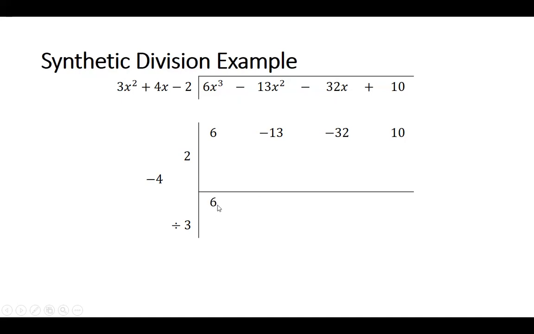Then we're going to divide it by 3, which gives us 2. And then we're going to multiply. Remember, these things shift over, so we're going over to the next place. 2 times negative 4 is negative 8, and 2 times 2 is 4. Okay, we've now completed this one, so we have negative 13 plus negative 8 gives us negative 21. Negative 21 divided by 3 is negative 7. Negative 7 times negative 4 gives us positive 28, and negative 7 times 2 gives us negative 14.